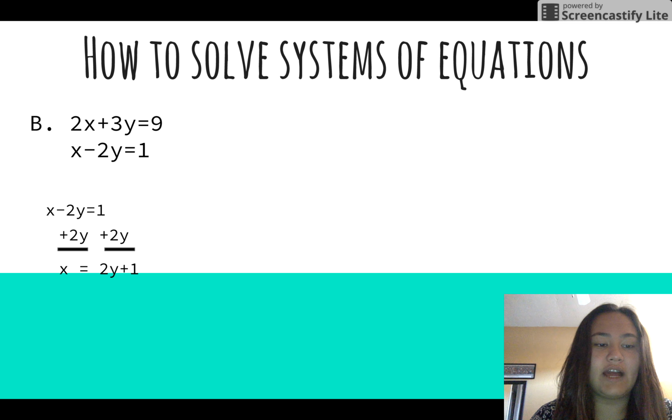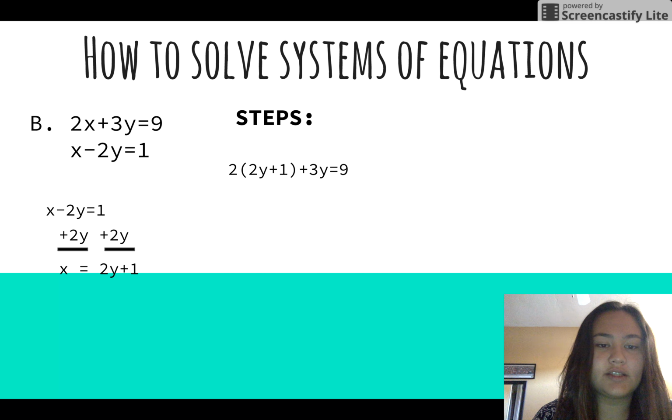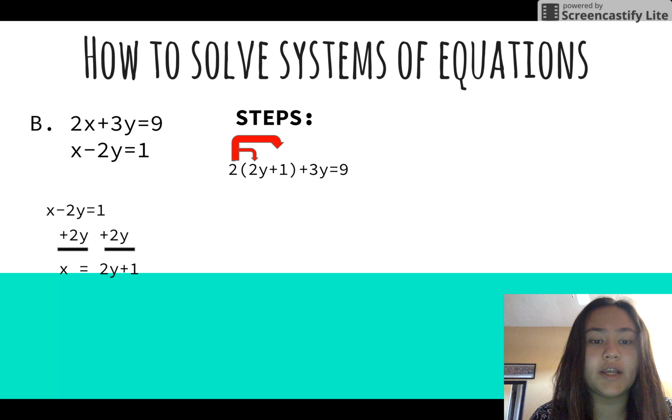And now that we know the value of x, we can plug it into the equation. It's going to look like this. 2 times 2y plus 1 plus 3y equals 9. Now we're going to distribute the 2 to the 2y and distribute the 2 to the 1. And that is going to equal 4y plus 2 plus 3y equals 9.